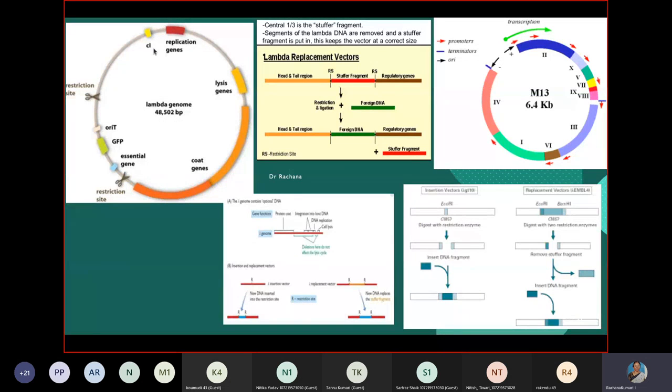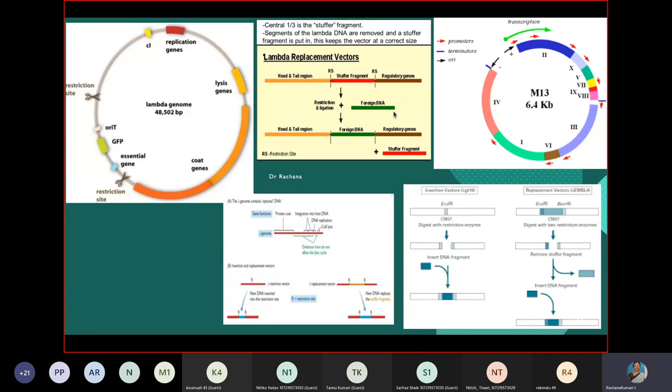So it has some genes, the C1 repressor, we know this, the replication genes which are essential for the induction of lysogeny, the lysis genes, early genes, all those coat genes, etc. So I'll skip this. Now look at this, the lambda replacement vector. This is the region where the head and tail genes are present. And there is a target site. RS signifies a restriction site for a restriction enzyme. So here is one and here is another one. And these are the regulatory genes.